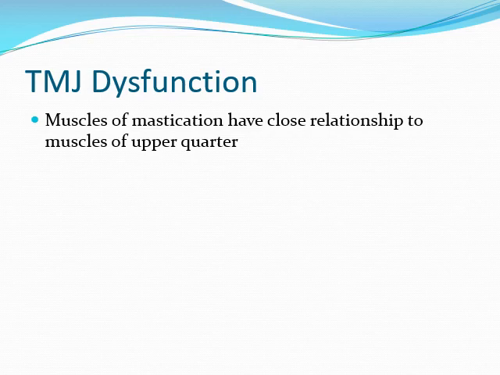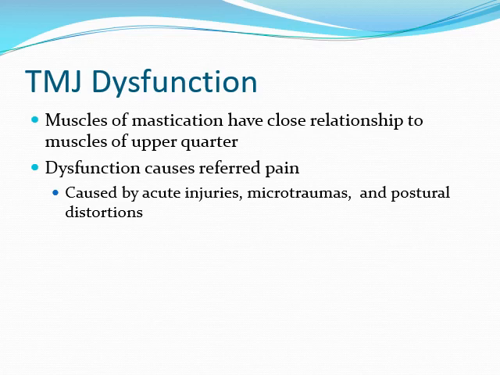The muscles of mastication have a close relationship with the muscles of the upper quarter. So you see a lot of issues, particularly with forward head posture. And a lot of people with forward head posture also tend to have some TMJ dysfunction. A lot of your TMJ dysfunction can be caused by referred pain, whether it's acute injuries, which is primarily what I've dealt with, micro traumas to the jaw, or those postural dysfunctions. So if you think of a forward head, what that would mean as far as the muscular tension and the dysfunction that takes place in the jaw, okay?